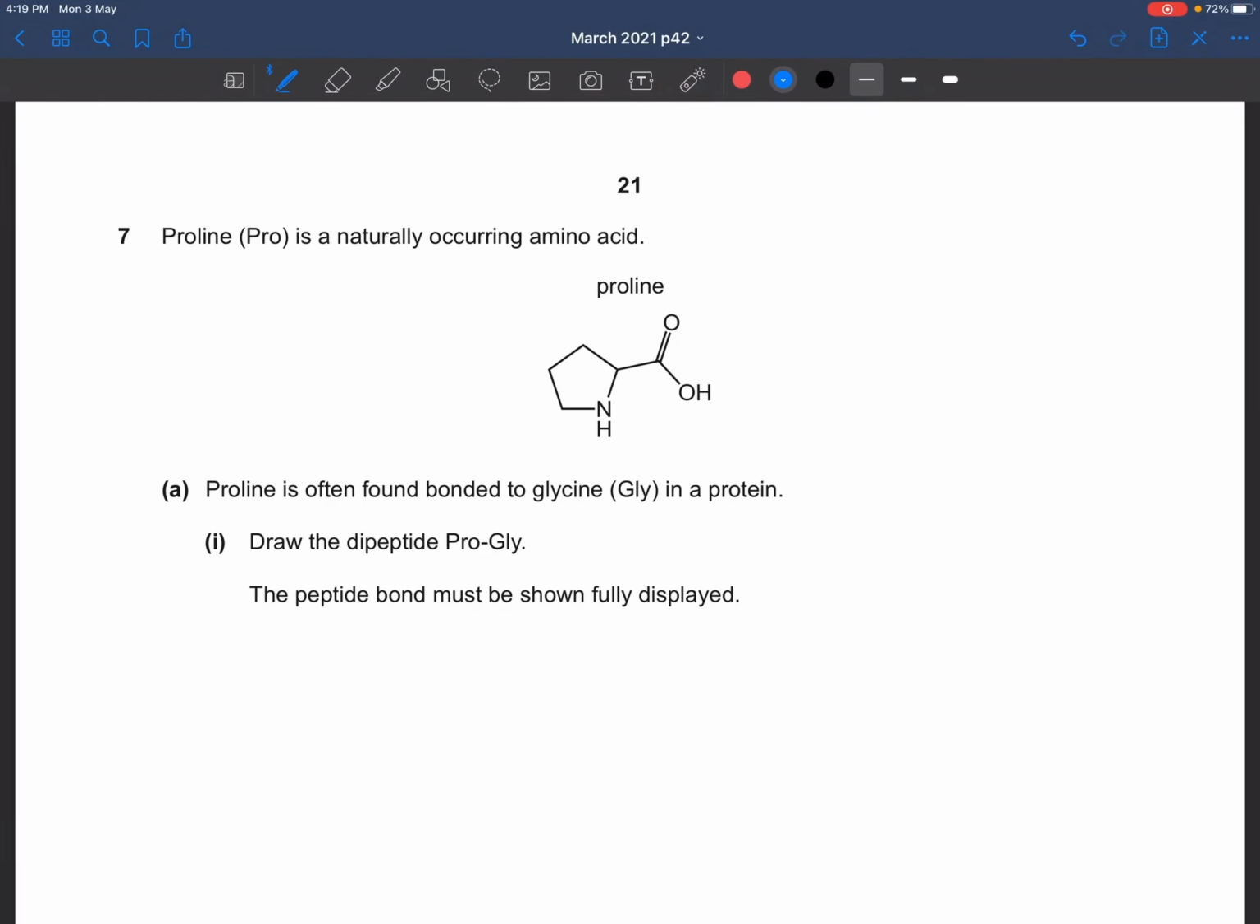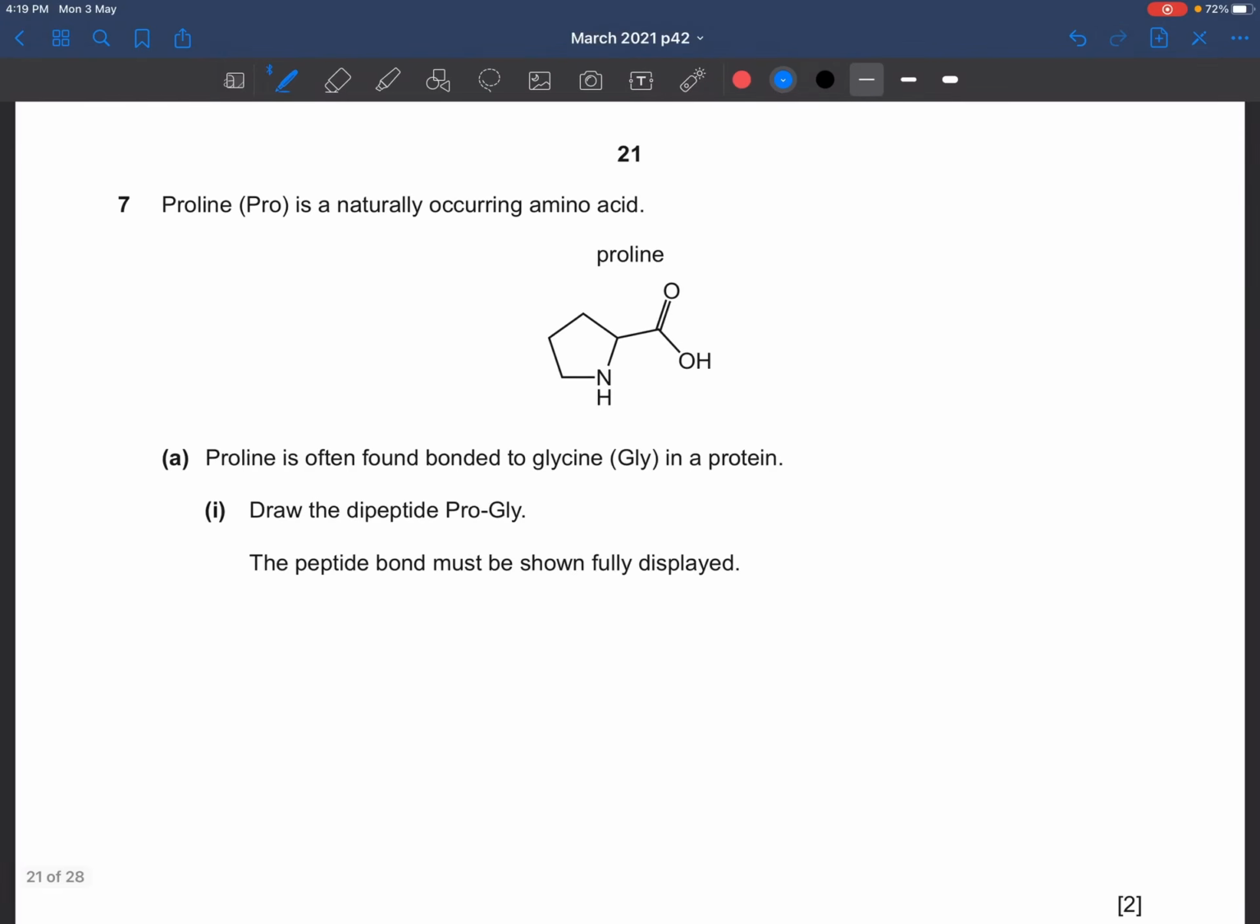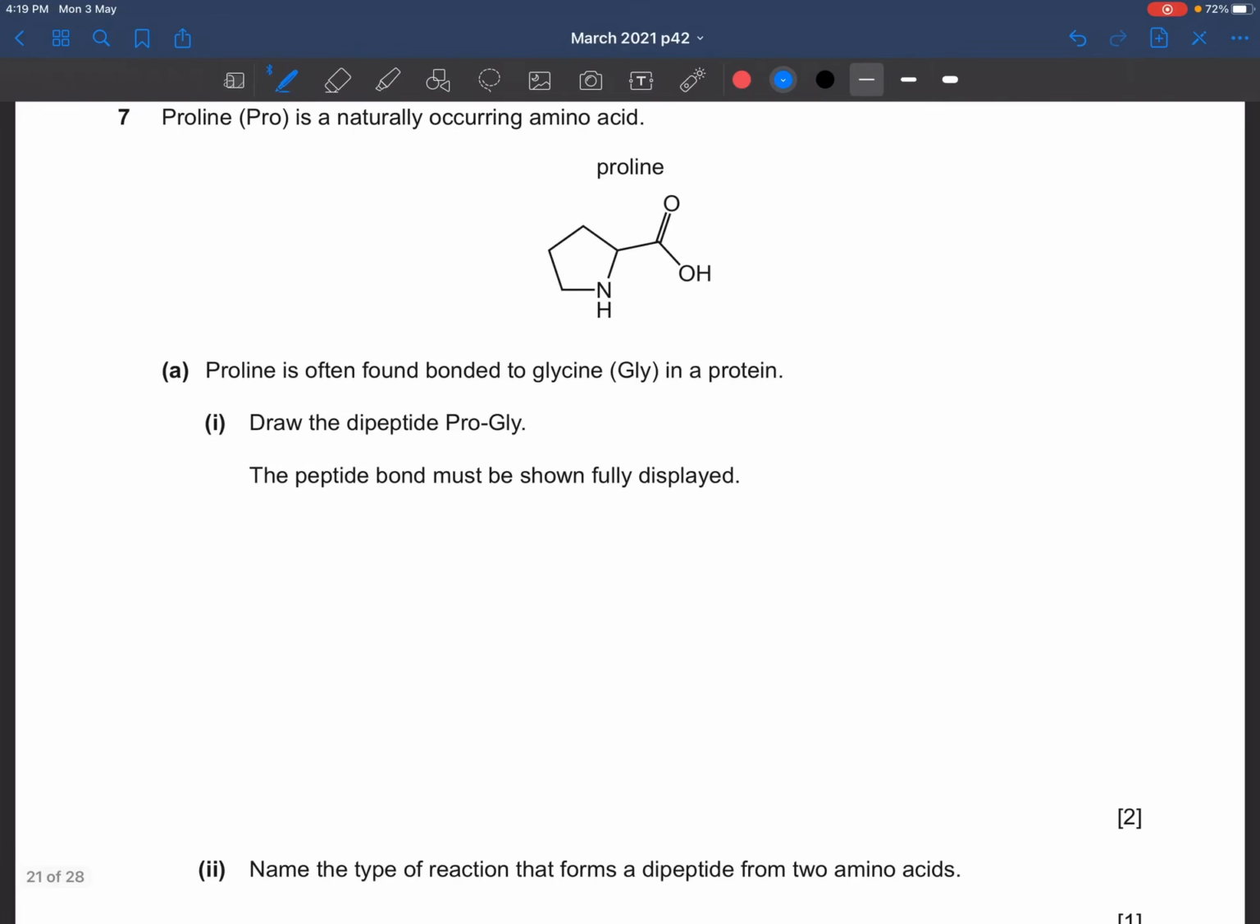And now the next question is, proline is a naturally occurring amino acid. Proline is often found bonded to glycine in a protein. Glycine is NH2 CH2 C double bond O OH. Draw the dipeptide proglycine. OH would be lost from proline and H would be lost from the amine, and you get your dipeptide. I just simply draw it here.